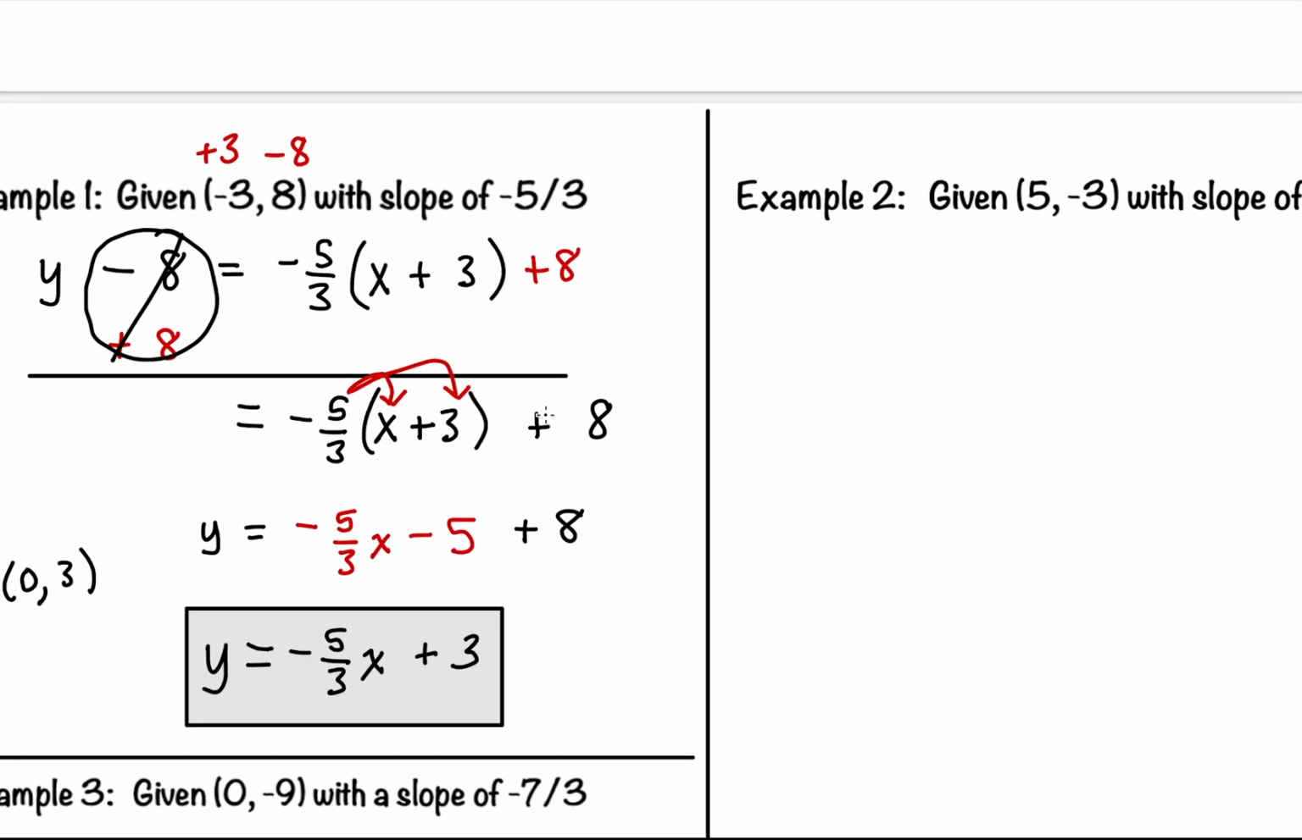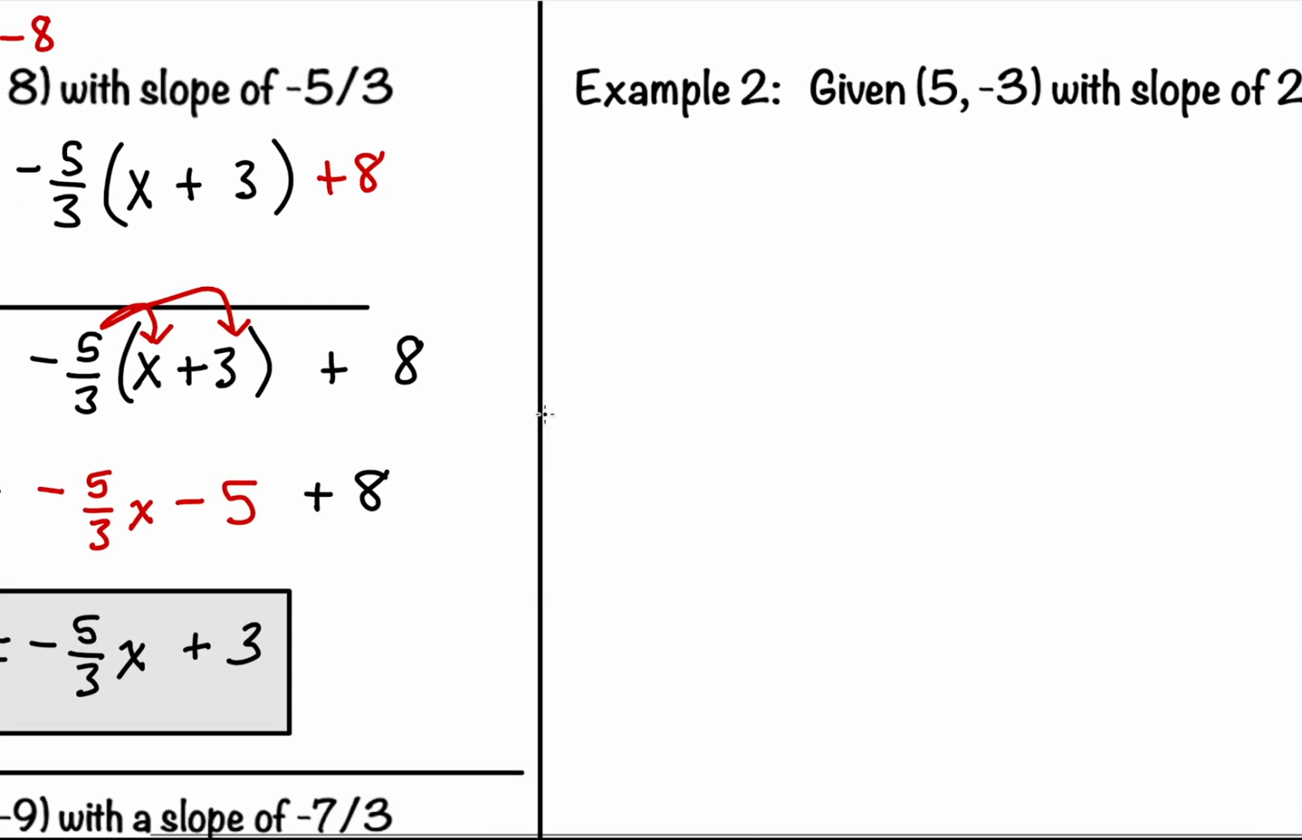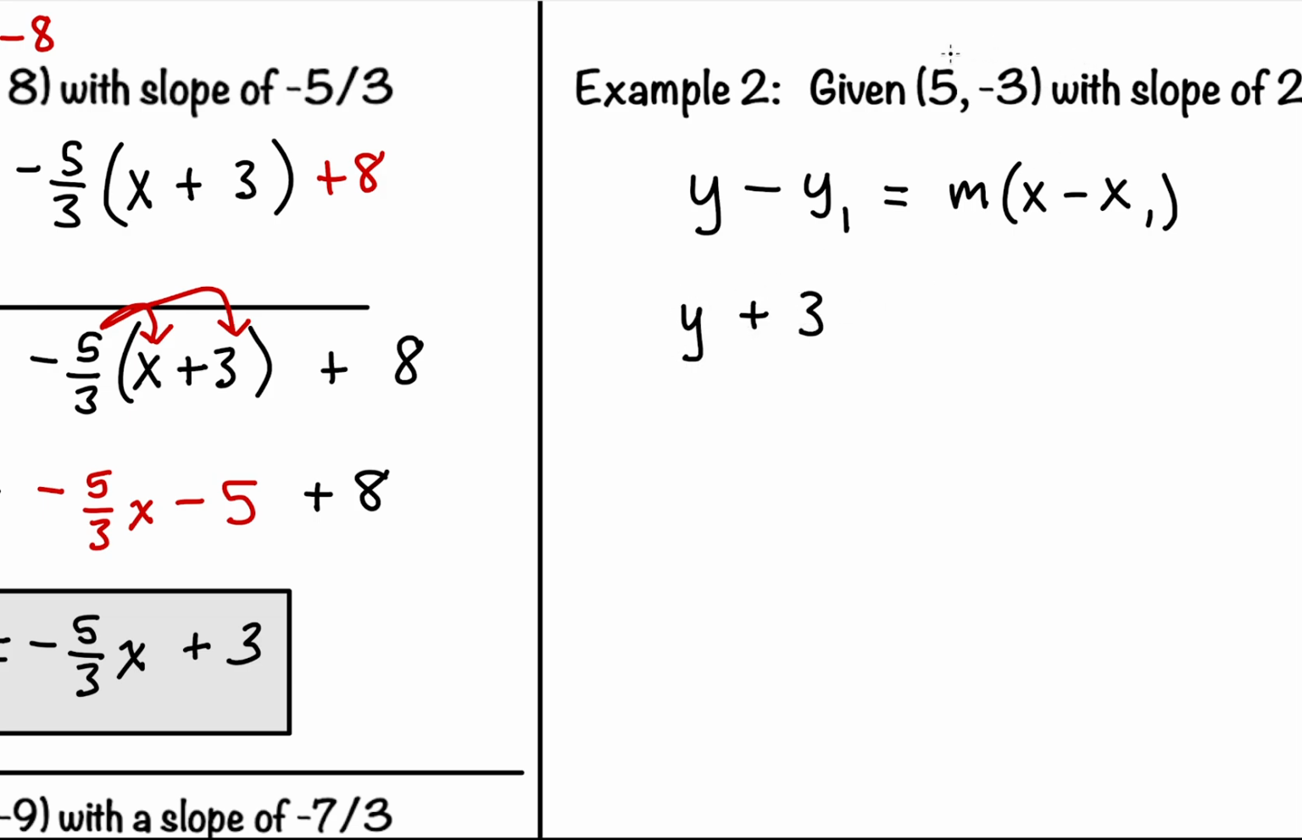Example 2. We've been given the point 5, negative 3 with a slope of 2/3. So first things first, write down the form y minus y1 equals m times x minus x1. We're going to substitute in. We're going to have y plus 3. Again, I remind you, it's the opposite of whatever these numbers are. So we're going to have a minus 5 and a plus 3 that we're going to be using, equals 2/3 times x minus 5.